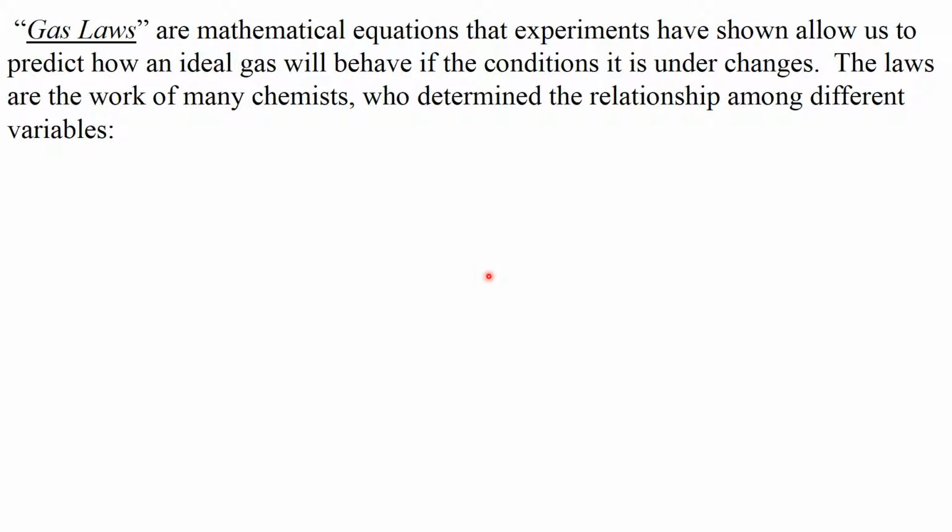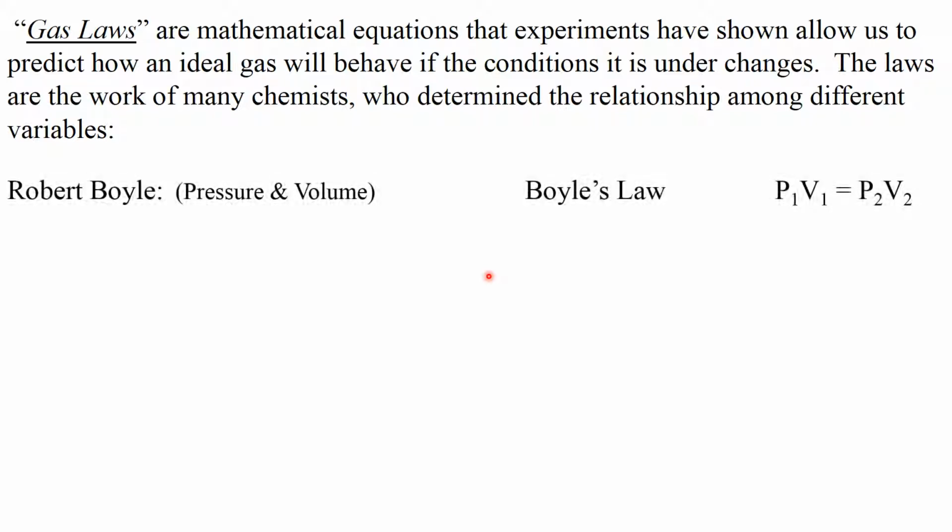Gas laws are mathematical equations that experiments have shown allow us to predict how an ideal gas will behave if the conditions of the gas change. The laws are the work of many chemists who determine the relationship among different variables. Robert Boyle determined the relationship between pressure and volume, and he has a law named after him, Boyle's law. It says that the pressure times the volume is equal to the new pressure times the new volume. So if we change pressure, that causes the volume to change.